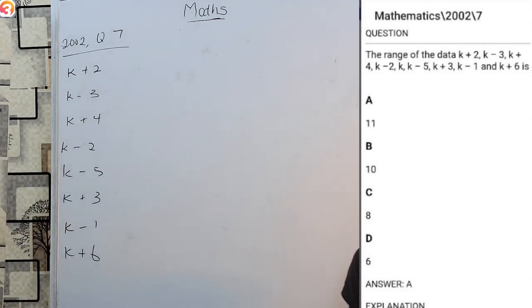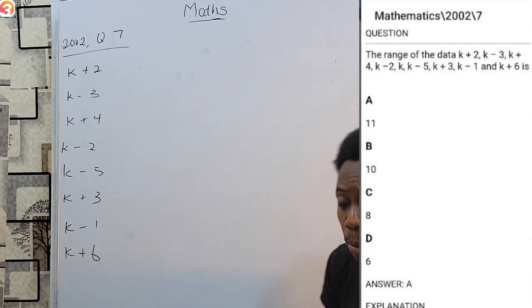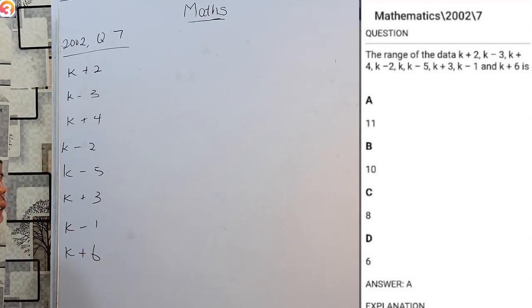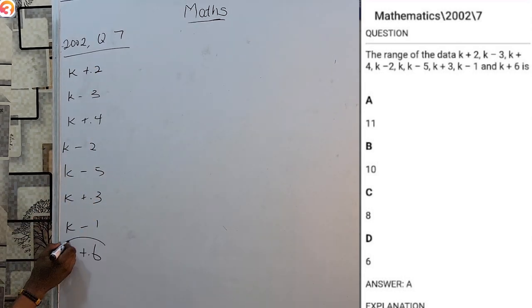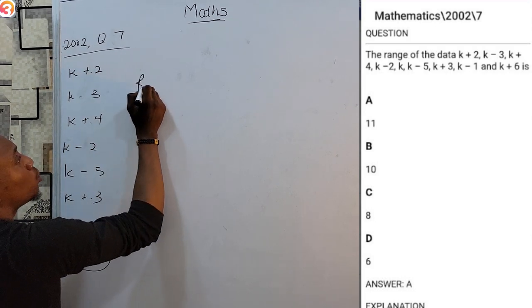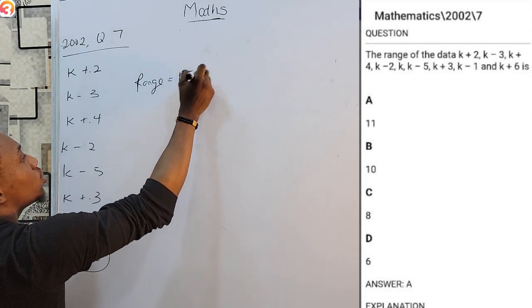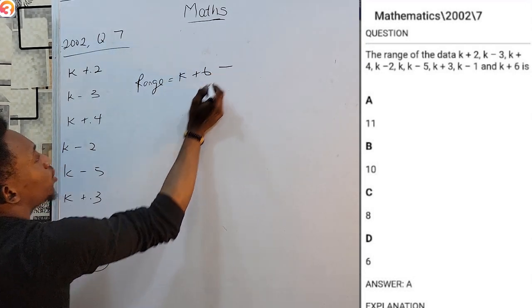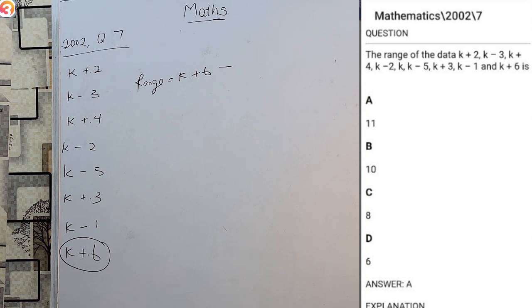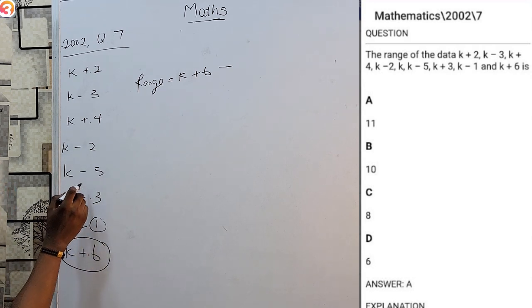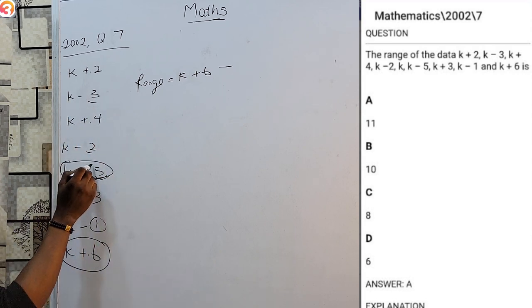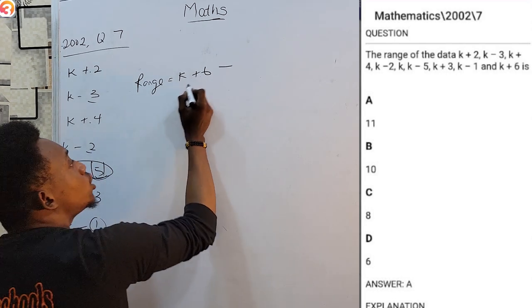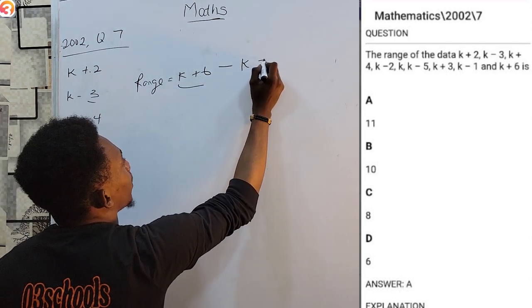All right, now let's be smart. We know range is biggest minus smallest. In some of them we are adding, in some we are subtracting. In which of them do we add the biggest number? Obviously, right here. That means my range must be k plus 6, the biggest, minus the smallest. Where do we subtract the biggest number from? Here is k minus 1, here is k minus 5. Obviously at k minus 5 I'm removing the biggest number. So my range is k plus 6 minus k minus 5.